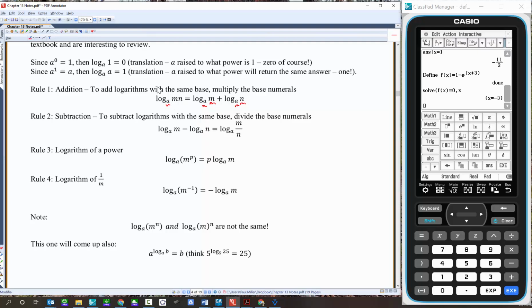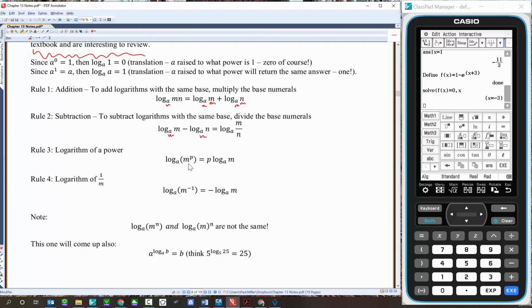Okay, so yeah, the proofs of these are in the textbook. I'm not going to do the proofs. You just need to have a look at the laws and consider them and apply them. Okay, this here, what we've got is a log base a, and these same base logs are being subtracted. What we do is we divide the number being logged.